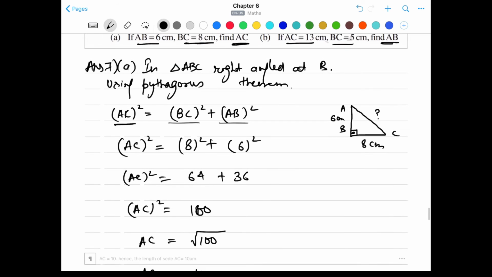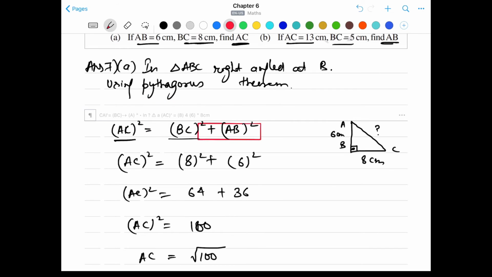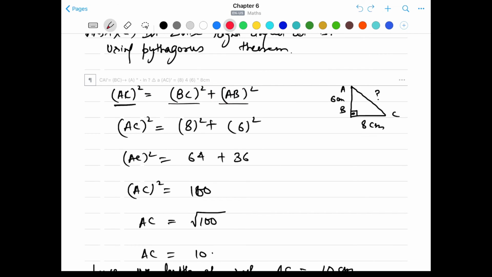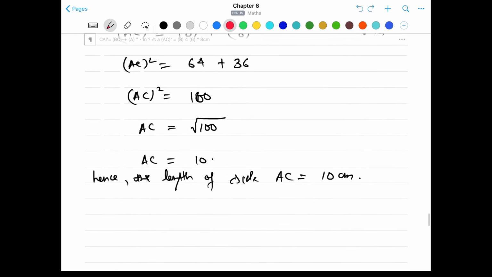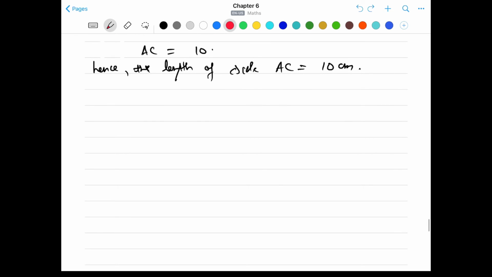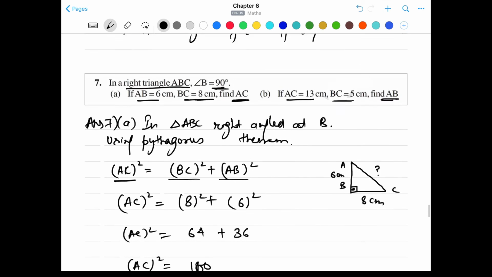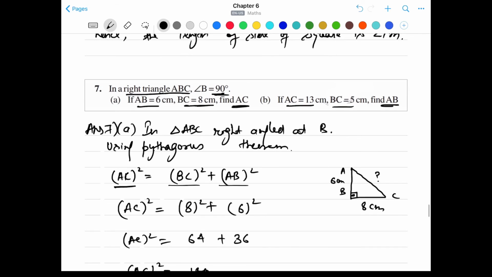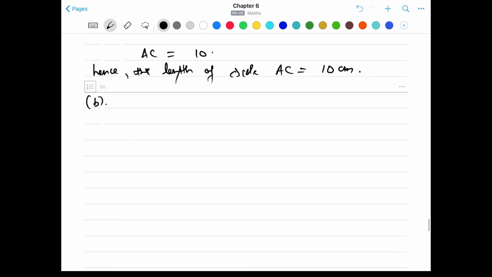In right triangle ABC, Pythagoras theorem says the square of hypotenuse is equal to the sum of the squares of base and perpendicular. Okay, so now moving to the next part, part B. Here we have side AC is 13 centimeter, BC is 5. So first draw a rough figure of a right triangle.